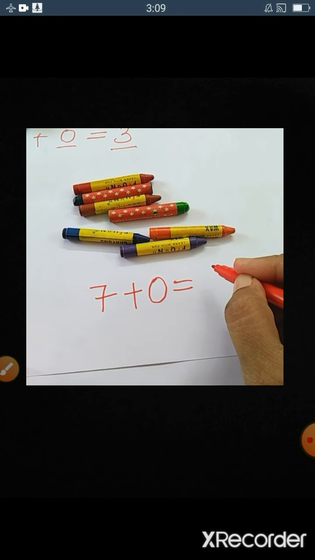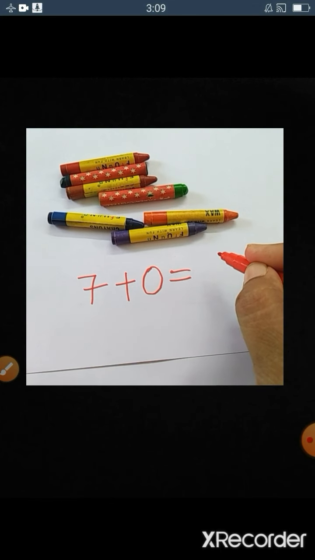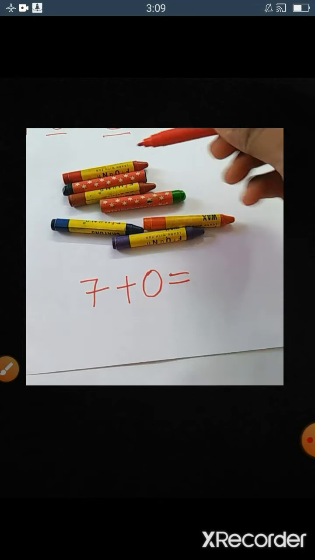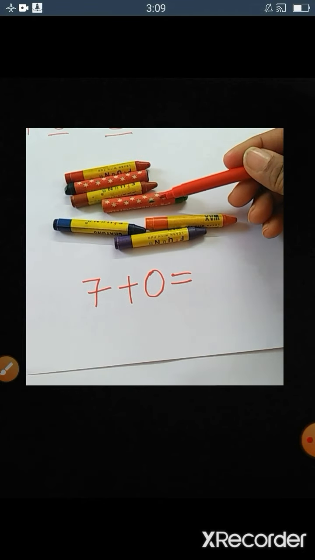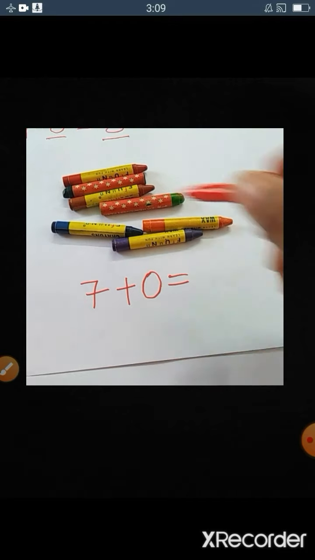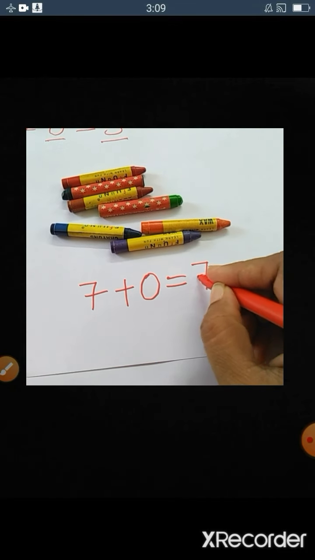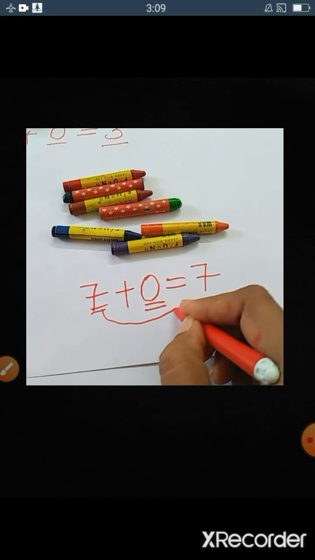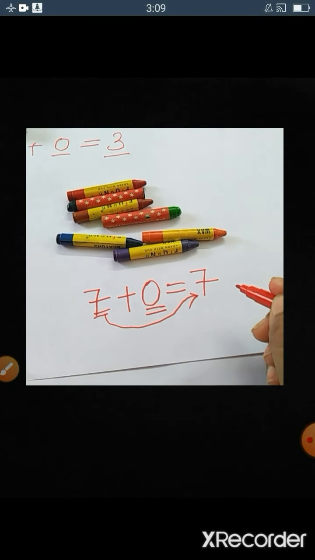7 crayons are there. We have not added any crayon to it. So how many crayons are there, children? Again, just count. 1, 2, 3, 4, 5, 6, 7. So see here, when we add 0 to a number, we get the same number, 7, again.